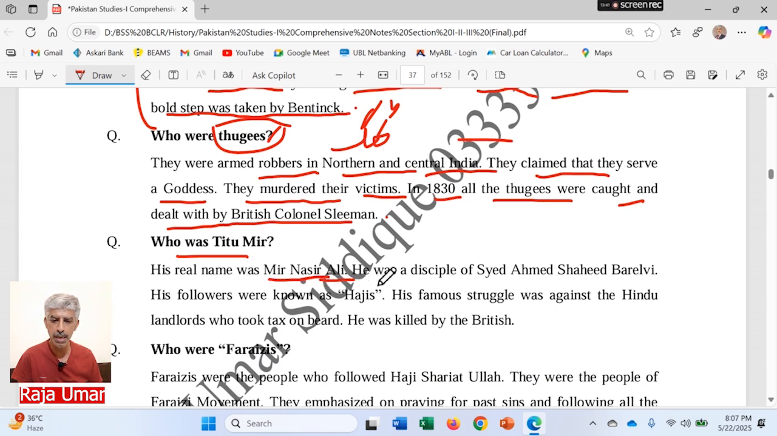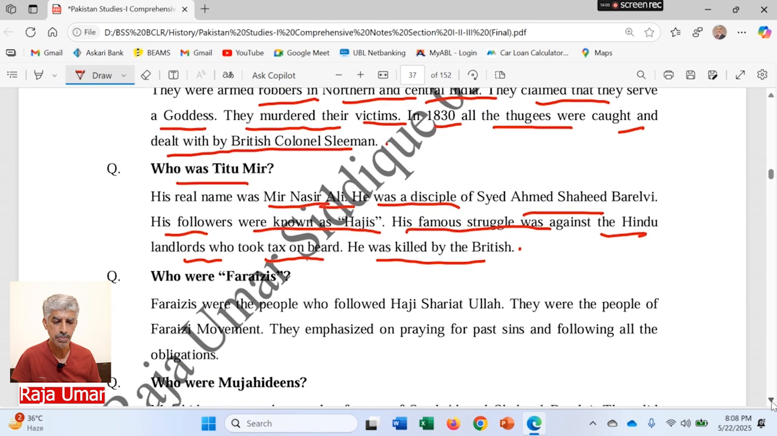Who was Titu Mir? His real name was Mir Nasir Ali. He was a disciple of Sayyid Ahmad Shahid Barelvi. His followers were known as Hajis. His famous struggle was against the Hindu landlords who took tax on beards. He was the person who was against the British rule and the Hindu landlords. They were taking tax from all those land workers who were having beards, so he fought against those landlords. Finally, he was killed by the British.